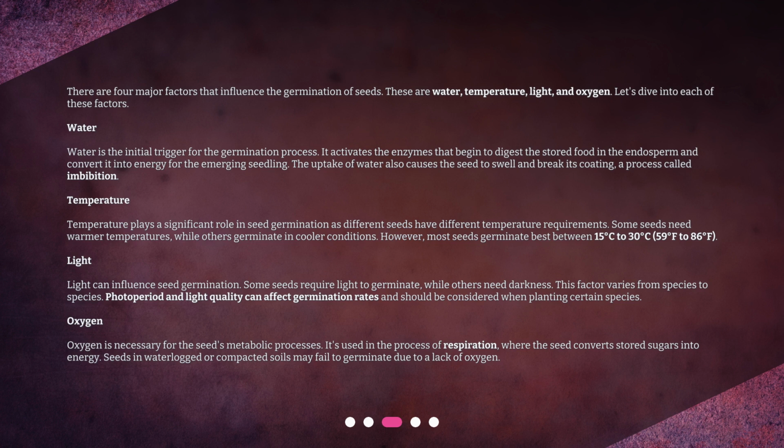Oxygen is necessary for the seed's metabolic processes. It's used in the process of respiration, where the seed converts stored sugars into energy. Seeds in waterlogged or compacted soils may fail to germinate due to a lack of oxygen.